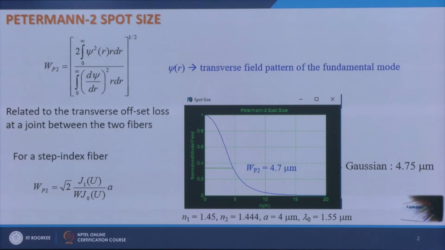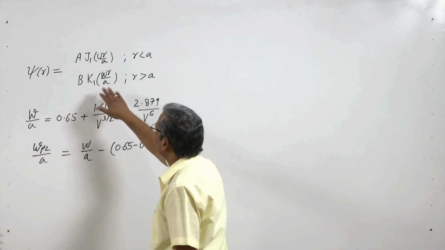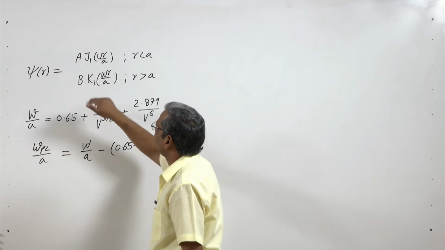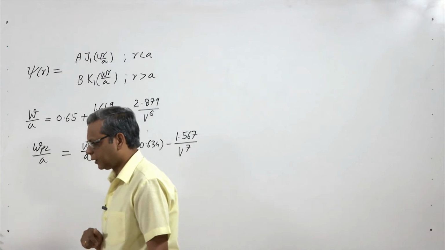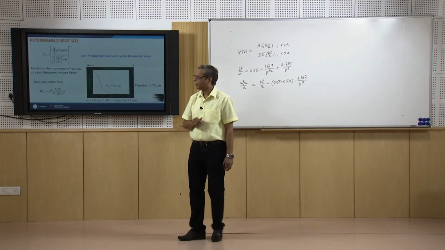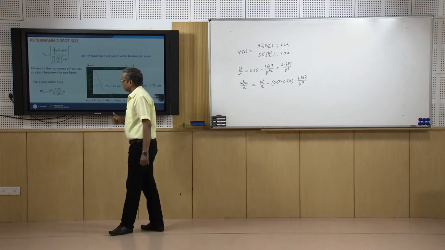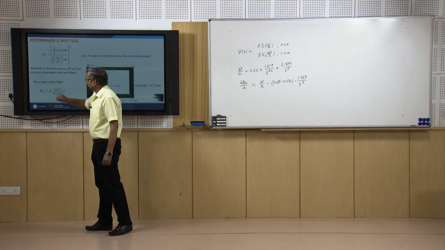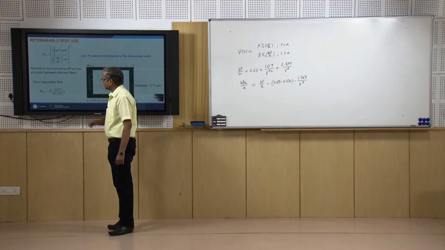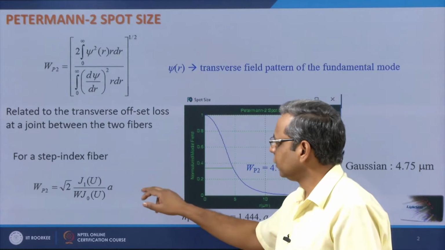Now, for a step index fiber, I can write psi(r) in the core as a J1(ur/a) and in the cladding as b K1(wr/a), where a and b can be related by the boundary conditions, that is, psi(r) is continuous at r equal to a. If I use that, then I can get the expression for Wp2 as the square root of 2 times J1(u) over w J0(u), times a.